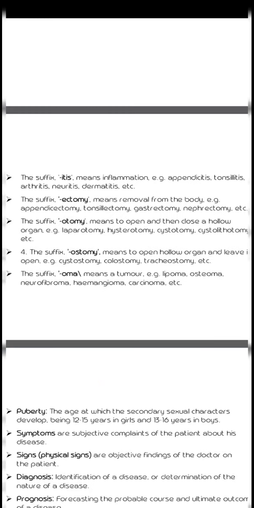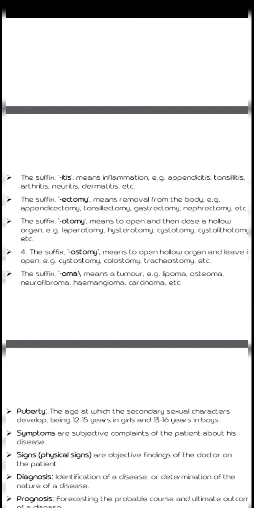Whenever you see the term itis, there are two terms here: one is prefix and one is suffix. Prefix is anything that comes before a term, just like hypoplasia, hyperplasia, anaplasia. Here hypo, hyper, ana are prefixes, and plasia is a common term.